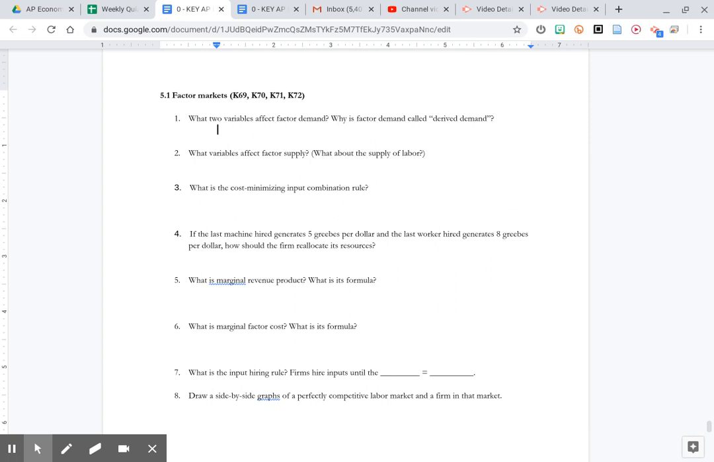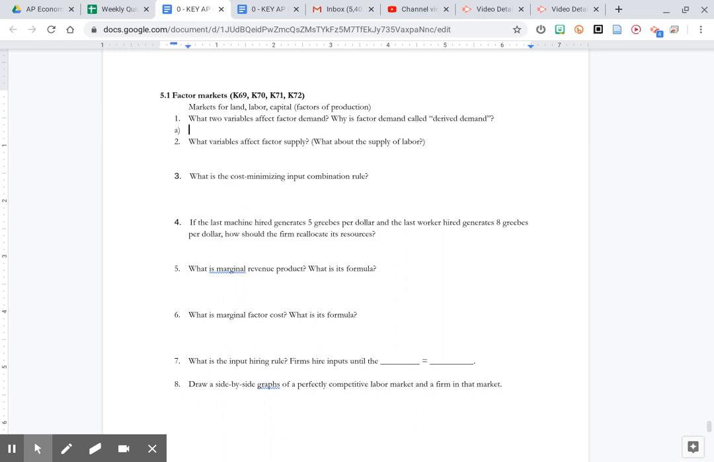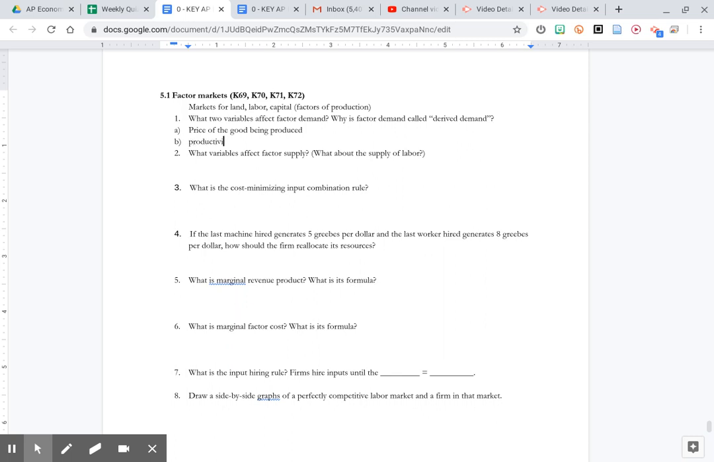So two variables affect what we call factor demand. Before I get into that, it might be a good idea to remember that factor markets are markets for land, labor, and capital, which would be the factors of production. That's the definition of a factor. Factor demand is derived from two things, A and B: the price of the good being produced, and the productivity of the factor itself. So how much the factor can produce.